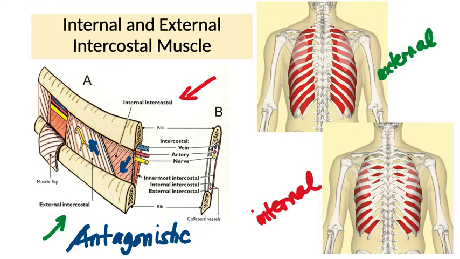So, in other words, I can say that these two types of muscle work antagonistically, or against each other, in the opposite direction. One going up, the other going down. External going up, internal going down when they contract.